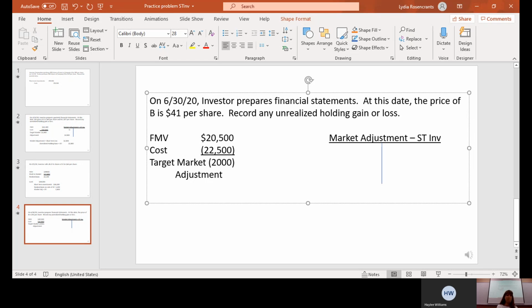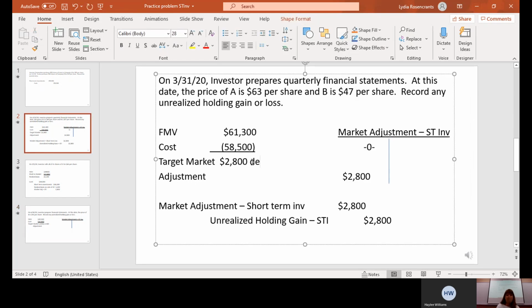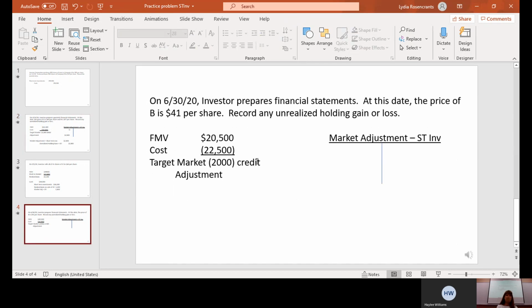If the target market adjustment is negative, that means it is a credit balance, okay? So if it's negative, it's a credit. If it's positive like it was here, it's a debit, okay? So positives are debit, negatives are credit, because market adjustments are assets. And so it follows the rules of an asset.